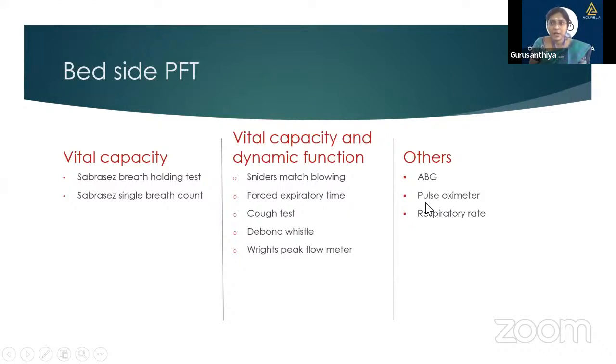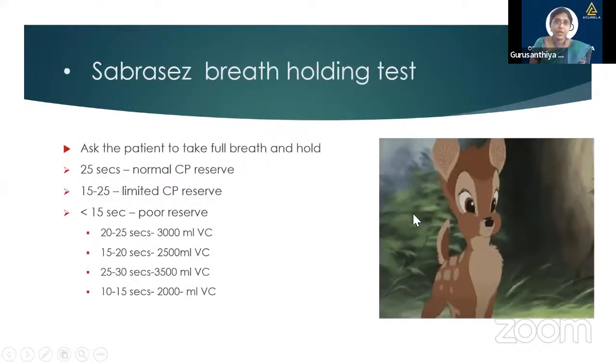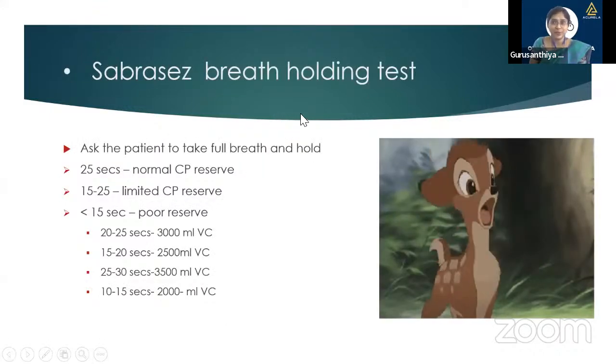It gives us an idea about the room air saturation, the pulse rate, and the respiratory rate, if at all the respiratory rate is high. Chronically, if the patient's respiratory rate is high, then the patient may have respiratory fatigue. And if you're trying to wean the patient off the ventilator, then the patient may have desaturation and weaning failure. So first, coming on to the breath holding test.